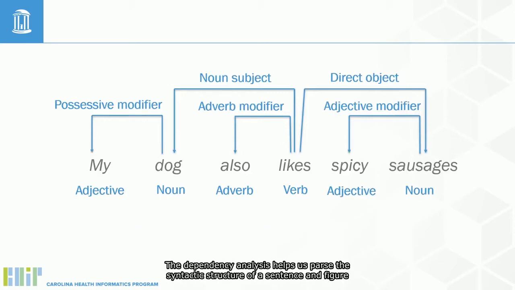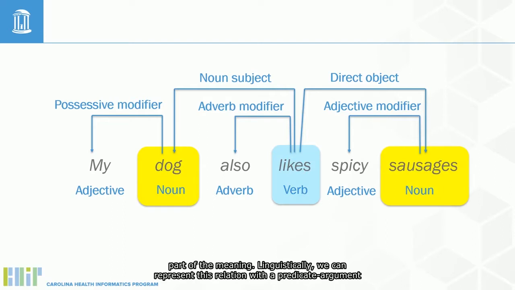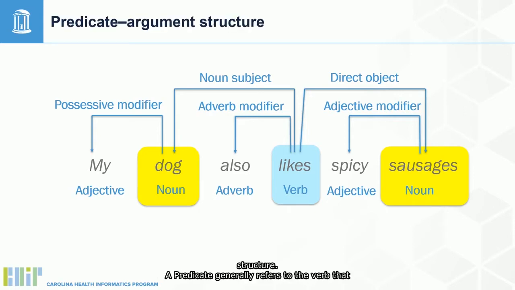The dependency analysis helps us parse the syntactic structure of a sentence and figure out its semantic meaning. In this sentence, "dog likes sausages" serves the major part of the meaning. Linguistically, we can represent this relation with a predicate-argument structure.